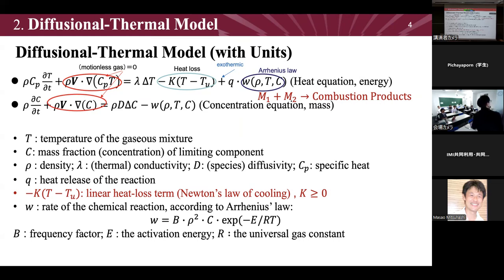And this small w is from Arrhenius' law. I wrote it over here. Here, this R is the universal gas constant, and E is the activation energy. Here T is temperature, and C is mass fraction. And also there are some very important parameters, which is this lambda is the thermal conductivity, and this D over here is the species diffusivity. Okay. Then this equation is with units.